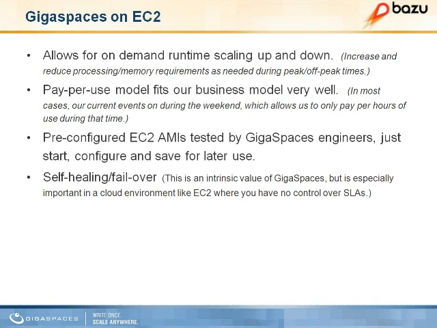We also don't have to worry about installing or testing GigaSpaces on supported servers. This is done for us by having pre-configured EC2 AMIs tested by GigaSpaces engineers. So all we have to basically do is just start, configure, and save the AMI, customize it in any way you want, and then export an AMI and then use it later. And that's a pretty small process, and it doesn't require a lot of expertise in figuring out whether GigaSpaces will work on various systems or not.